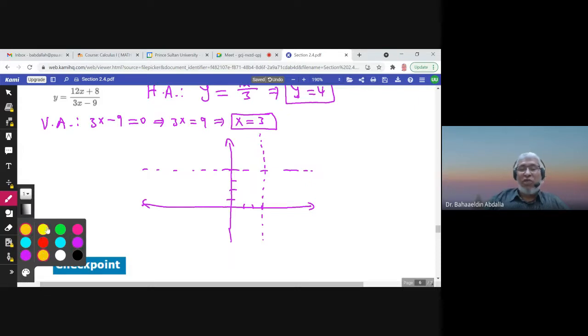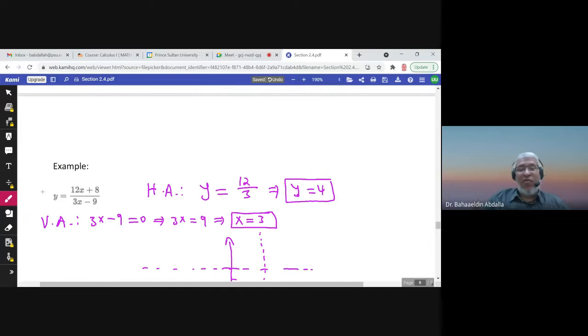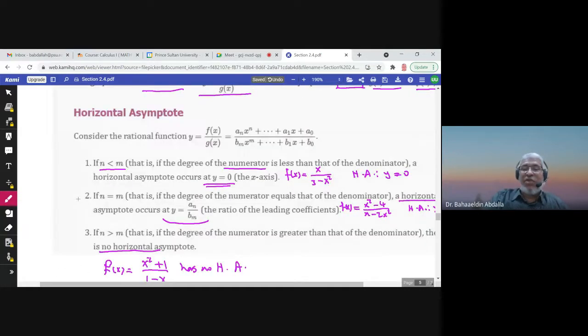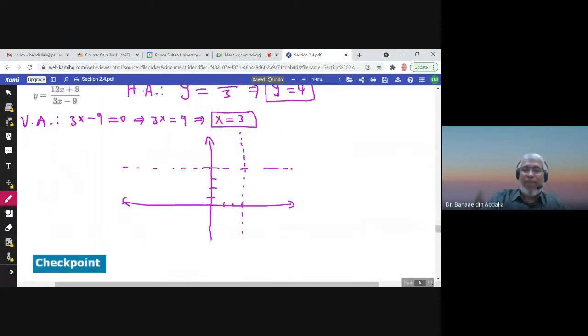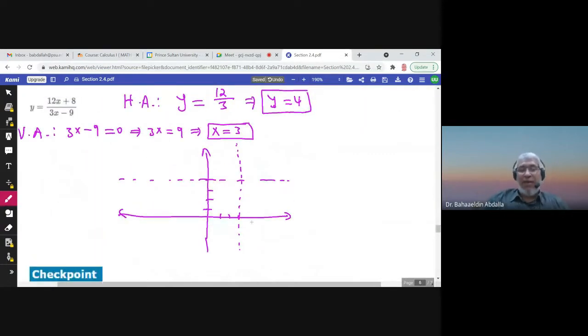Now, to sketch the graph of the function, if you have power 1 and power 1, always the graph is similar to the graph of 1 over x. I mean, look, here you go to the vertical asymptote to sketch. This is the easiest way to sketch the graph of this function. Now this is x equals 3. You ask for 4, okay?